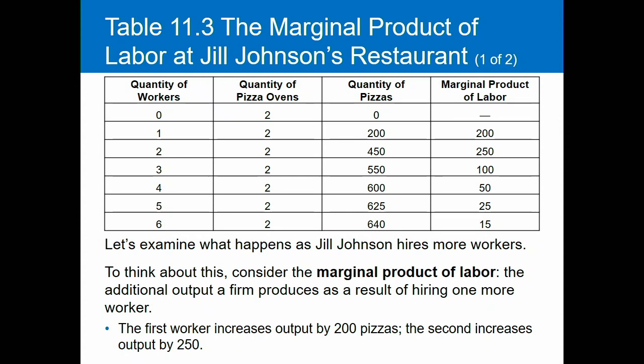But yeah, the reason why we're seeing this in this case is because we have that fixed capital, the fixed number of pizza ovens. Because that's not changing as you add more and more workers, there's only two pizza ovens you can work with. So there's only so many pizzas you can put in there. So productivity is going to fall over time.